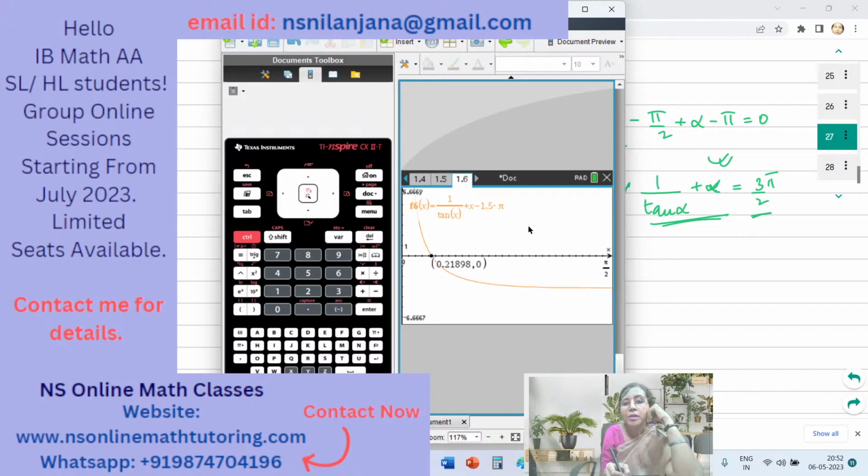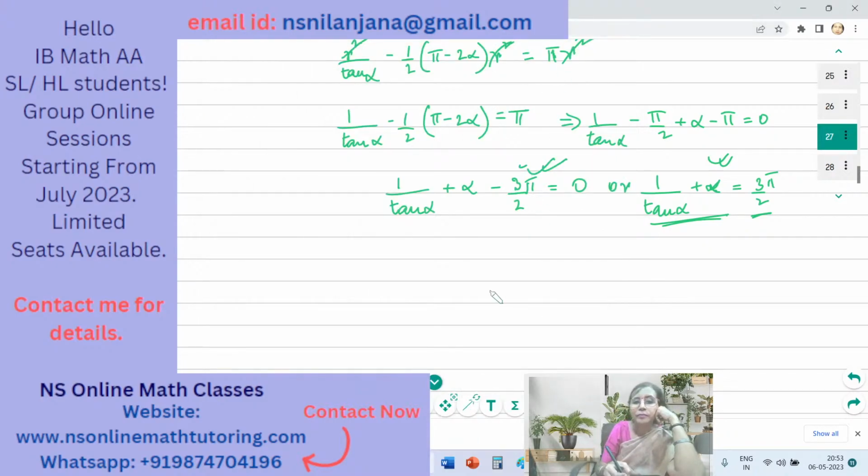Okay. Since the expression is correct, I have ultimately entered the expression correctly. Therefore, I don't have any reason to suspect the correctness of the coordinates of this point, the 0. So I'm taking 0.219, up to 3 significant figures, as the value of alpha. 0.219.